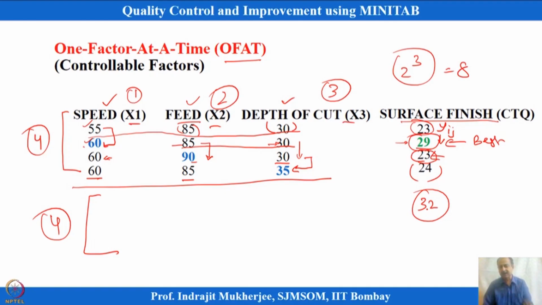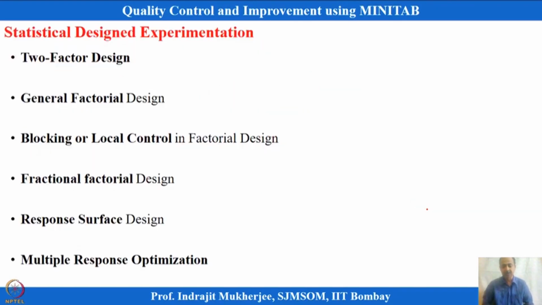So, this is one factor at a time experimentation, and if I go for all possible combinations of this, that is 8 combinations, basically I am doing design of experiments. So, that is what we are doing in design of experiments. Okay.